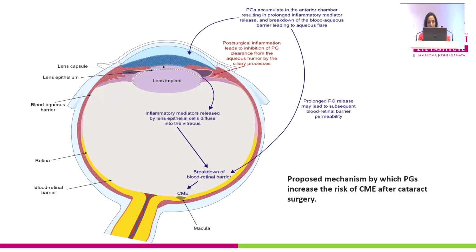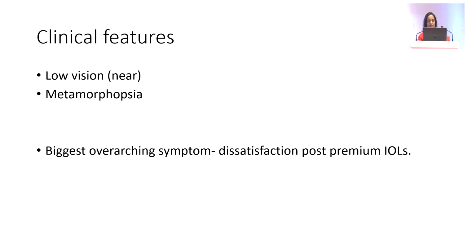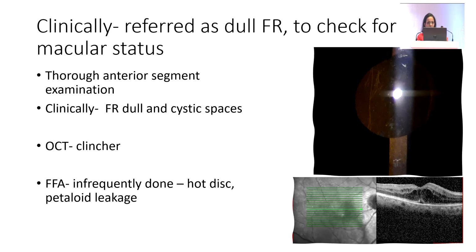So I'll just skip this slide and we'll go more clinical. The patient presents with low vision for near and metamorphopsia, but like we all know, the biggest overarching symptom is dissatisfaction, especially when it's post a premium IOL. So whenever a patient is referred as dull FR by our anterior segment colleagues, it's very important to check for the macular status, no doubt, but a thorough anterior segment examination is crucial.